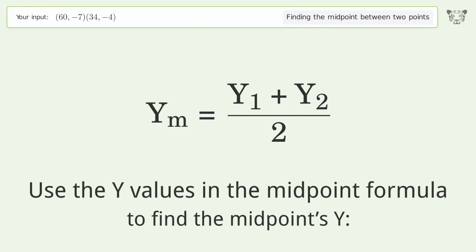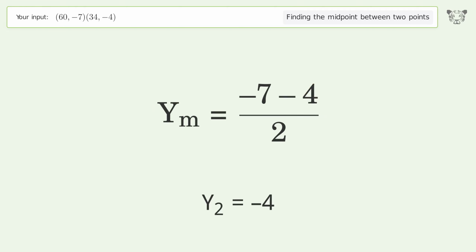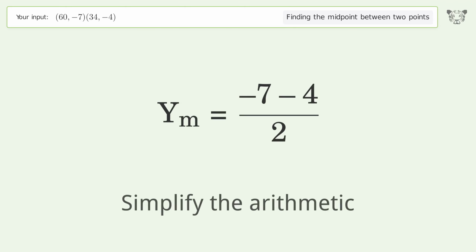Use the y values in the midpoint formula to find the midpoint's y. y1 equals negative 7. y2 equals negative 4. Simplify the arithmetic.